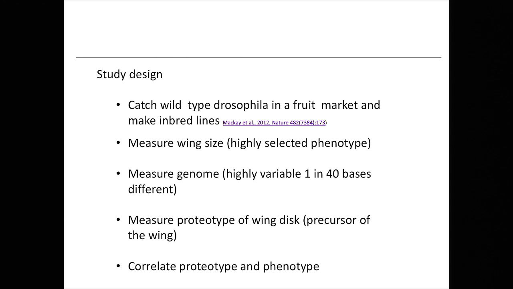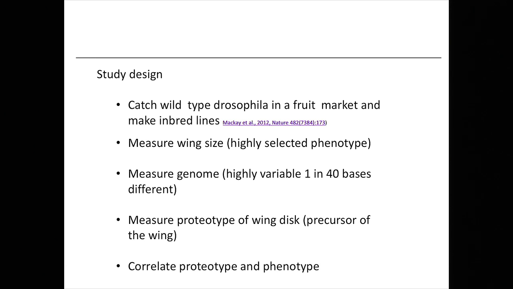The group here generated a genotypic map that genotyped all these flies, all these strains, and it's highly variable. It's about 1 in 40 bases a SNP. This is a remarkable finding, because within a human population, it's about 1 in 1,000 nucleotides that is different. Here it's much more variable, much more variability.